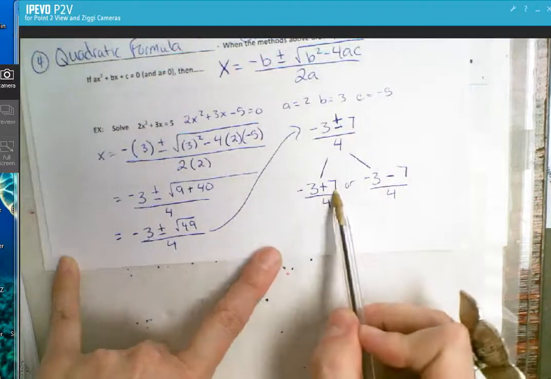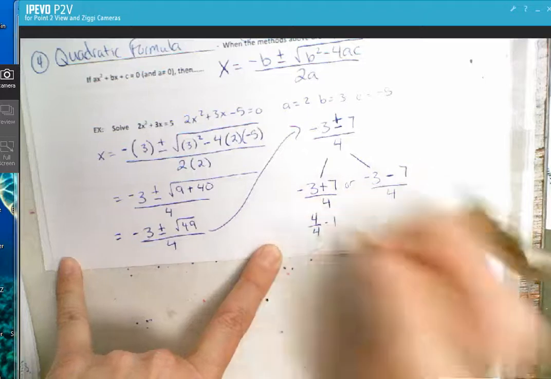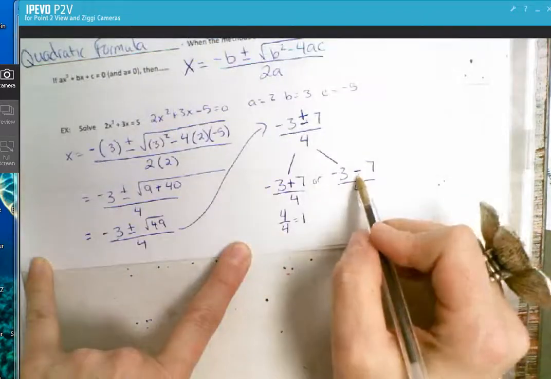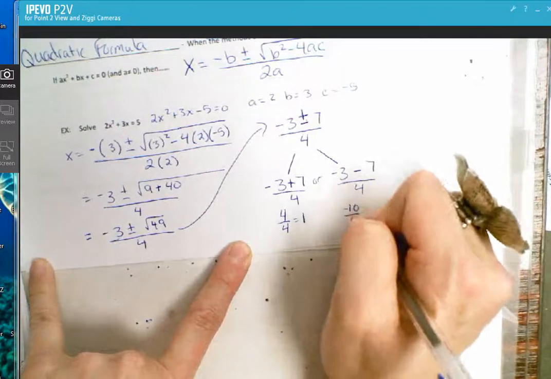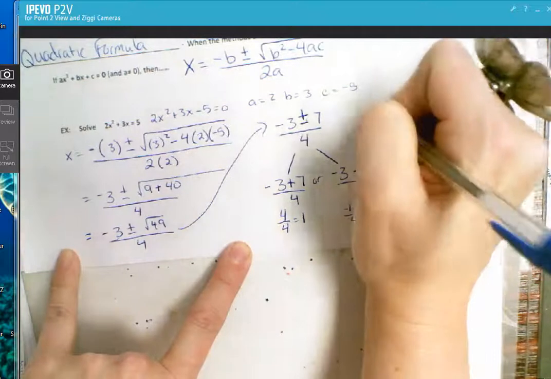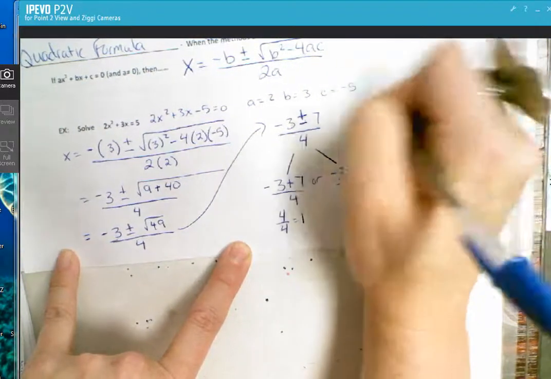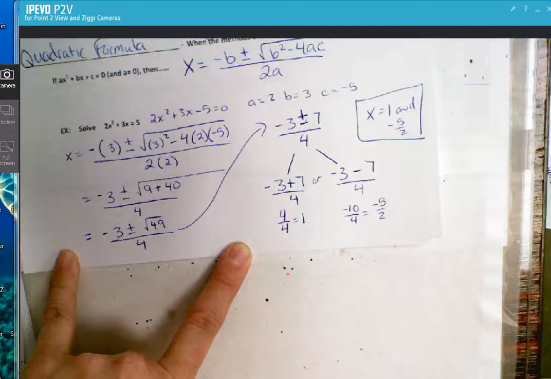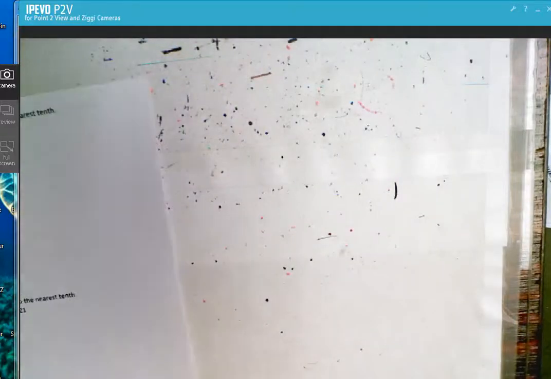Negative 3 plus 7 is 4, so I get 4 over 4, which is equal to 1. Negative 3 minus 7 is a negative 10 over 4, which reduces to negative 5 over 2. So x is equal to 1 and negative 5 over 2. These are the two places my parabola crosses the x-axis when it's graphed. All right, let's take a look at a couple more before I let you guys practice on your own.